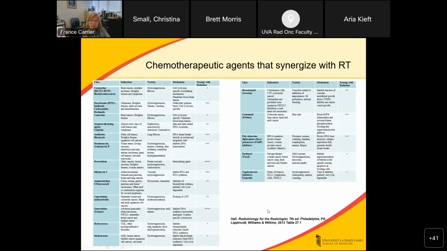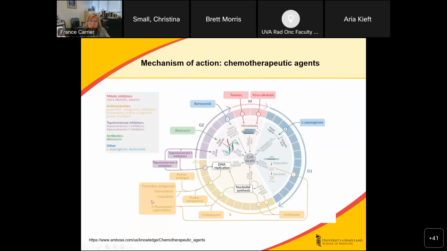I'm not going to go to every one of them, but this is just to put in perspective all the chemotherapeutic agents that have been described to have synergy to different levels with radiation. And this is their indication, toxicity, and the mechanism of action. So in the next few slides, I'm just going to cover some of them, but not all of this. There is a lecture by Dr. Gail Woloschuk, also in one of the links that we've provided, that goes into more detail of all the drugs.